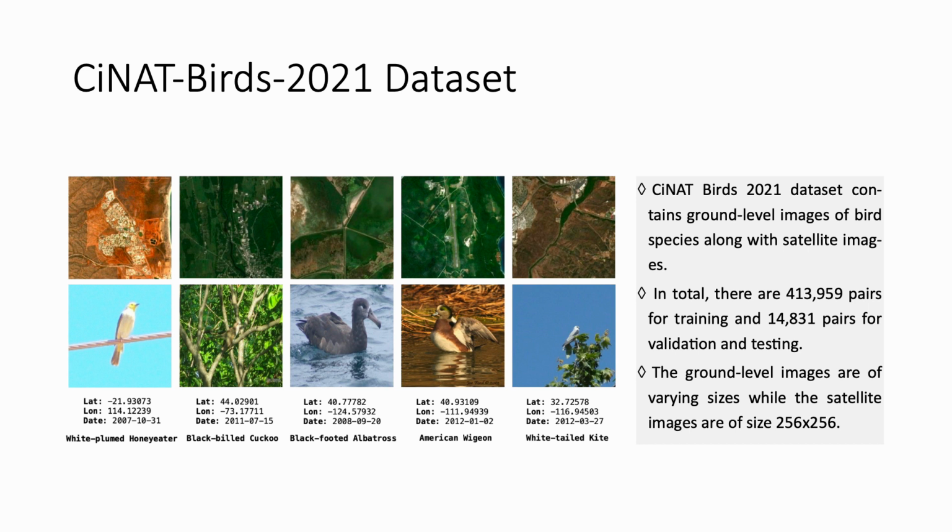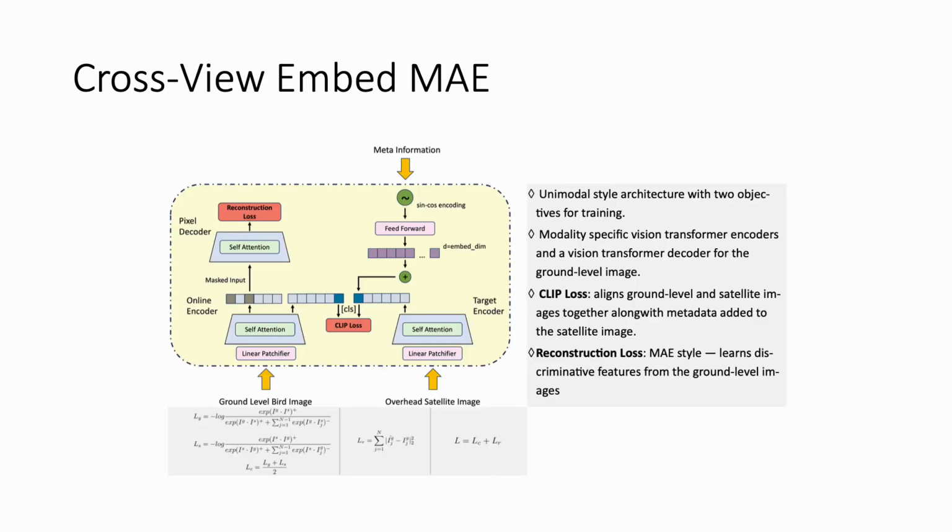The cross-view iNaturalist birds dataset 2021 consists of ground-level bird images and satellite images along with metadata. In total, there are over 413,000 pairs for training and 14,000 pairs for validation and testing. The ground level images are of varying sizes while the satellite images are of size 256 by 256. The satellite images are Sentinel-2A.